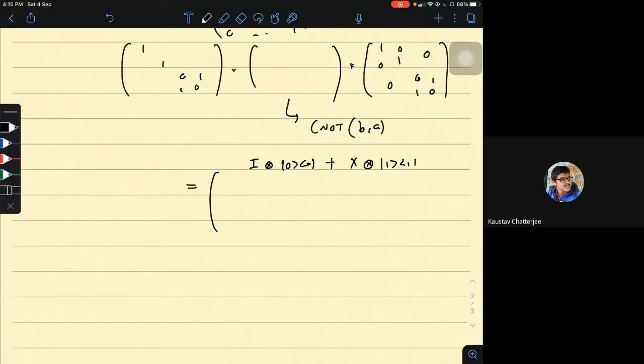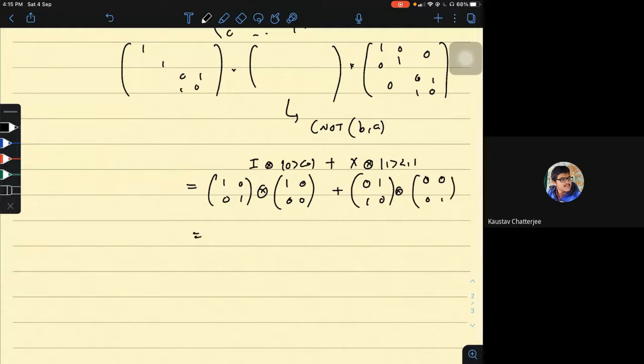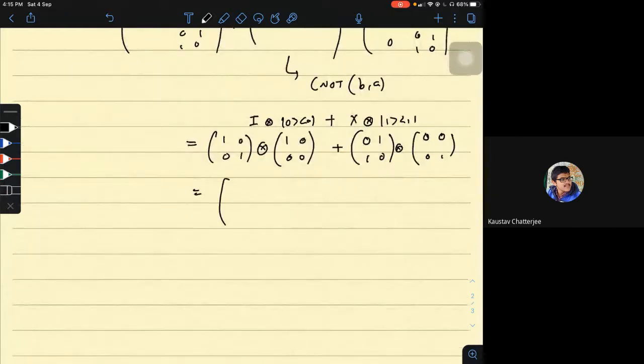So let's just write the whole thing. We get 1, 0, 0, tensor product with 1, 0, 0, 0 plus 0, 1, 1, 0 tensor product with 0, 0, 0, 1. So if I do the multiplication, what I get is 1, 0, 1, 0, and zeros everywhere, plus zeros over here.